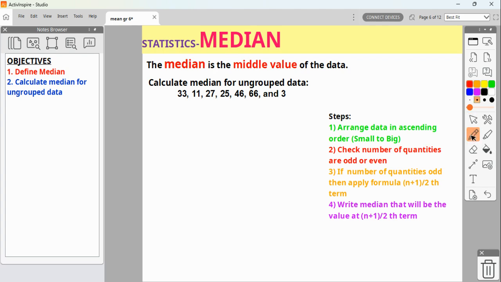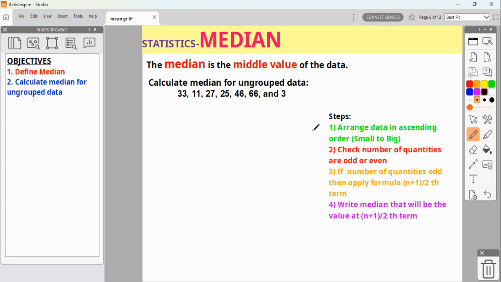Step number 1, arrange data in ascending order, small to big. Number 2, check number of quantities are odd or even. Step number 3, if number of quantities odd, then apply formula n plus 1 over 2th term of the data. Step number 4, write median that will be the value at n plus 1 over 2th term. So let me explain all these steps.